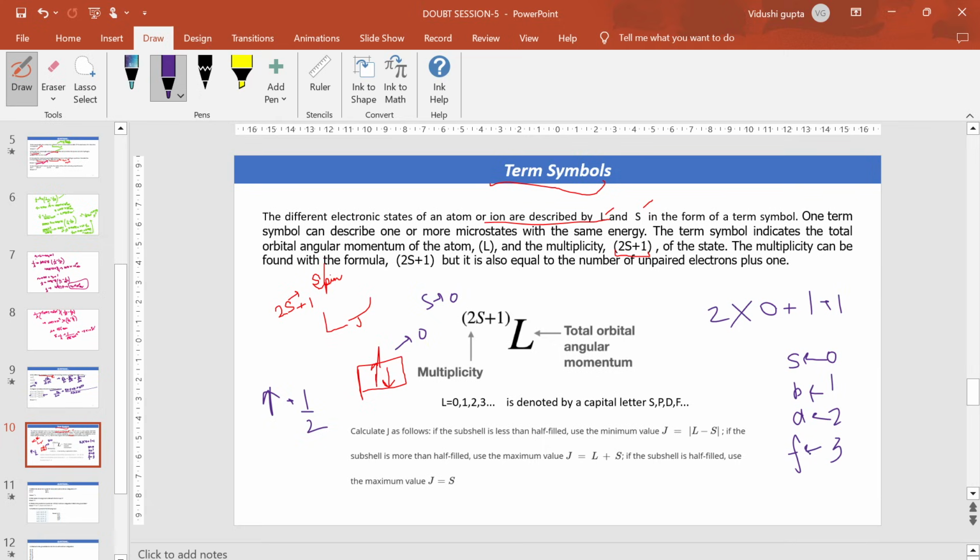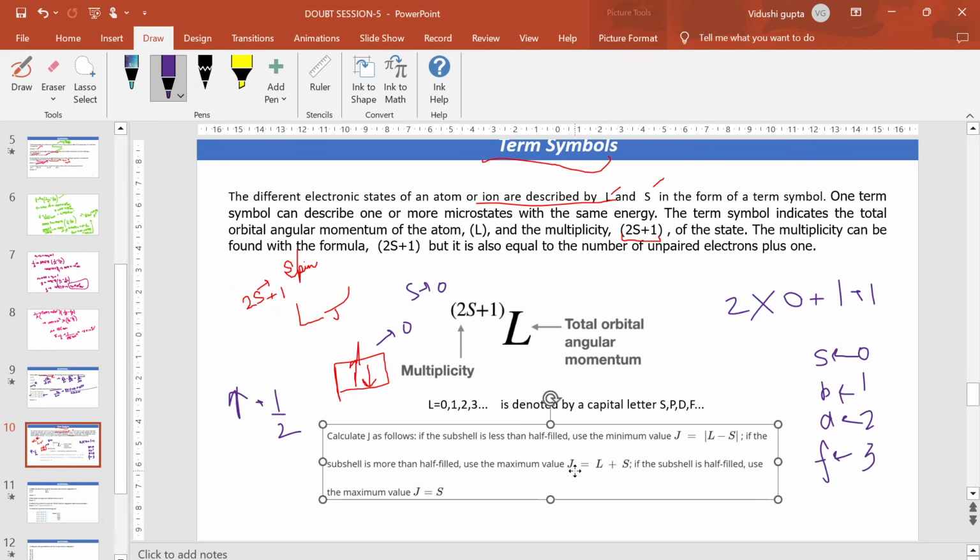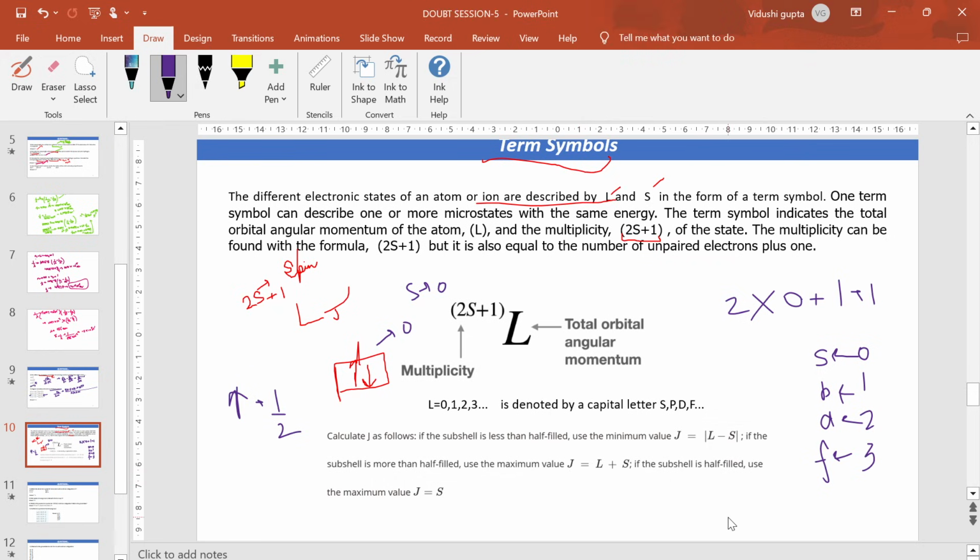And what about J? Let's take an example. First see, if the subshell is less than half filled, then you will use J equals L minus S. If it is more than half filled, then we will use J equals L plus S. And if it is exactly half filled, then we will use J equals S. So what does it mean?